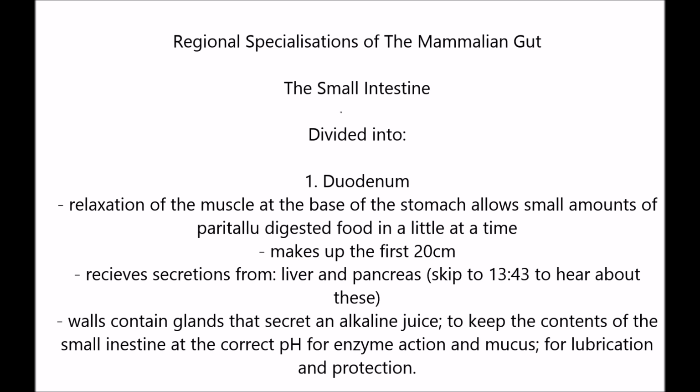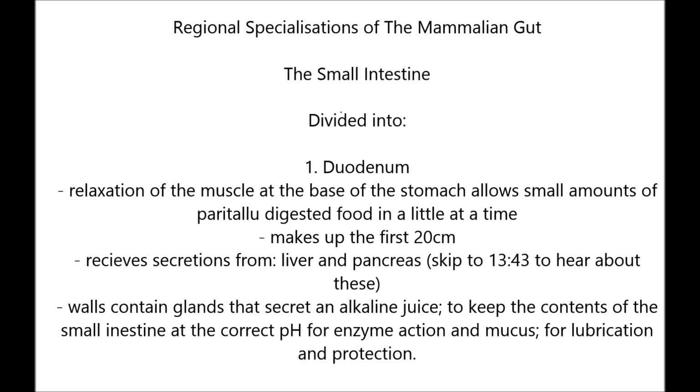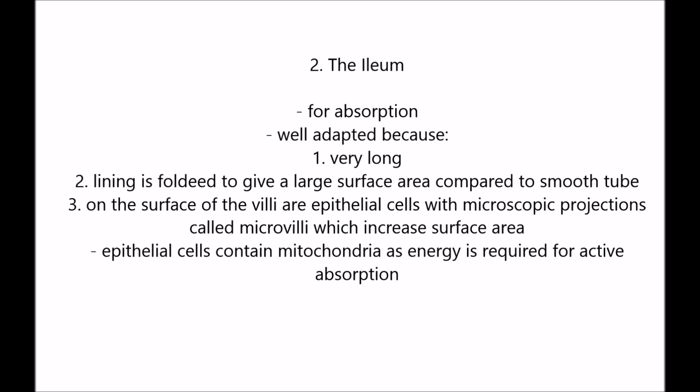The walls of the duodenum contain glands that secrete an alkaline juice and mucus. The alkaline juice is important as it keeps the contents of the small intestine at the correct pH for enzyme action. The mucus lubricates and protects. The ileum, which comes after the duodenum, is used for absorption.